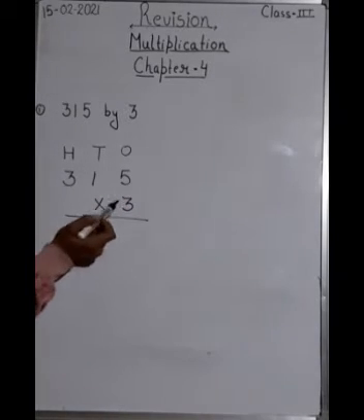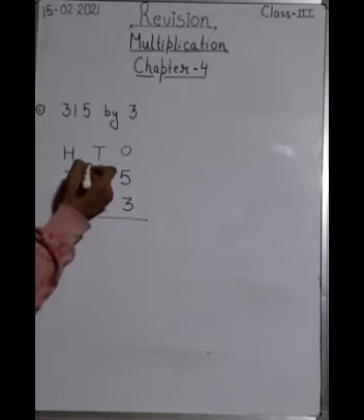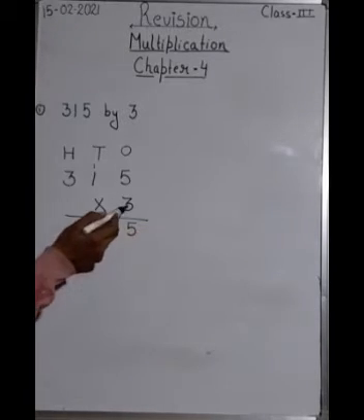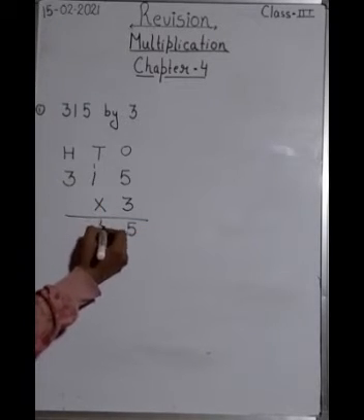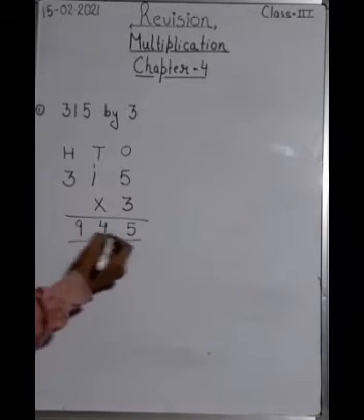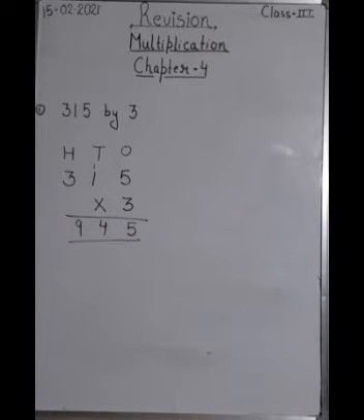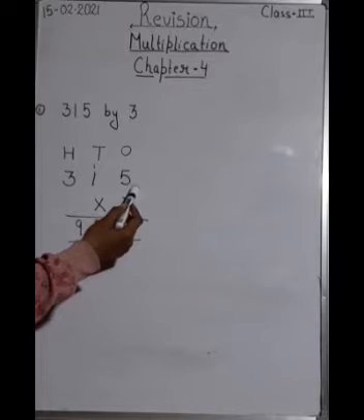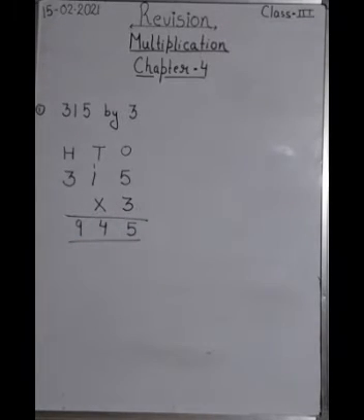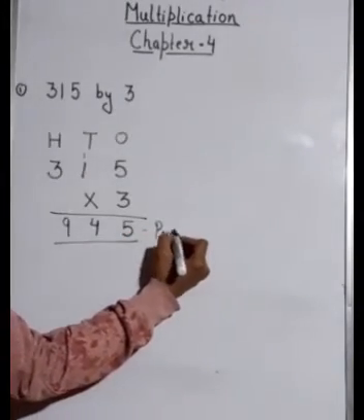Clear? First you will multiply with the digit at the ones place. So 3 5s are 15, carry 1, 5 I have written over here. 3 1s are 3 plus 1 is 4, and 3 3s are 9. So your answer is 945. In this, 315 is known as your multiplicand, 3 is known as your multiplier, and this answer is known as your product.